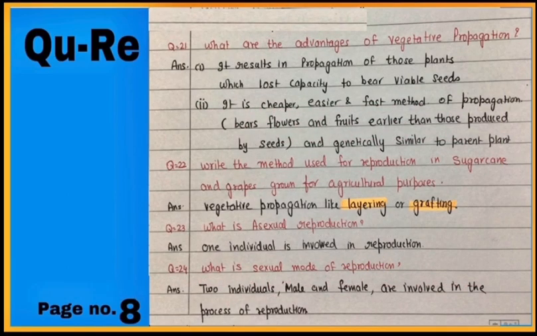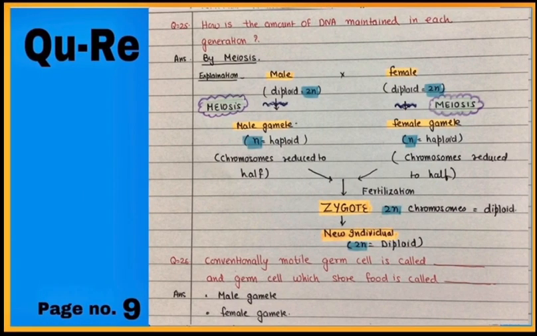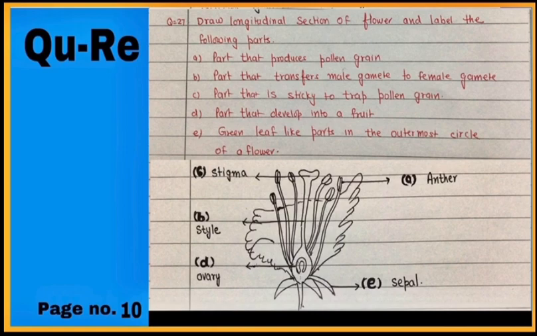Now, check answers of question number 21 to 24 and learn them. In question 25, note how meiosis helps in maintaining DNA amount in each generation. There are different parts of the flower and the functions performed by different parts.